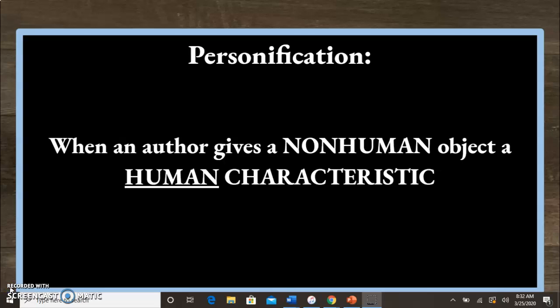Personification is when the author gives a non-human object a human characteristic, and you want to make sure that it is indeed a human characteristic that is being given to that non-human object. When we talk about non-human objects, we mean things that are desks or pencils or the floor or window or candle. Those are objects, okay? And giving them some sort of human characteristic. That might be an emotion, or it might be a specific action that only humans can do that non-humans cannot.